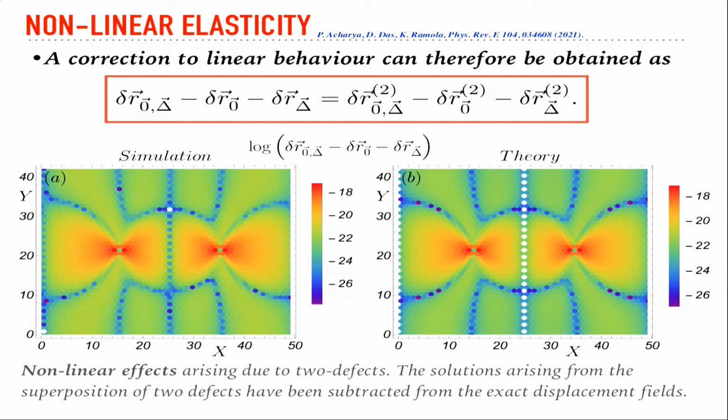It's small, but as you increase the amount of disorder in the system, or if you increase delta, the size of the defects, this correction will also scale. It will scale as delta sigma squared, for example. So this is a nonlinear correction that you can predict theoretically. So that's at least proof of principle that you can go beyond linear elasticity using this theoretical technique.